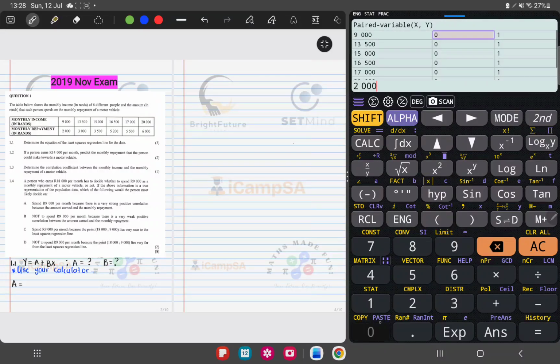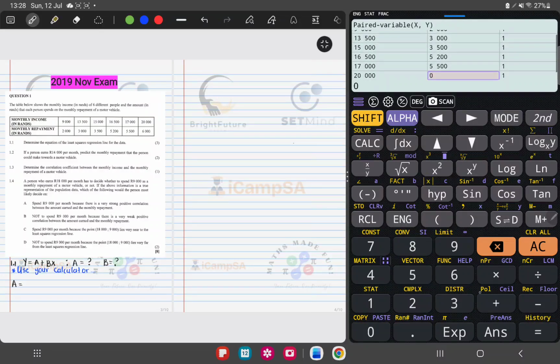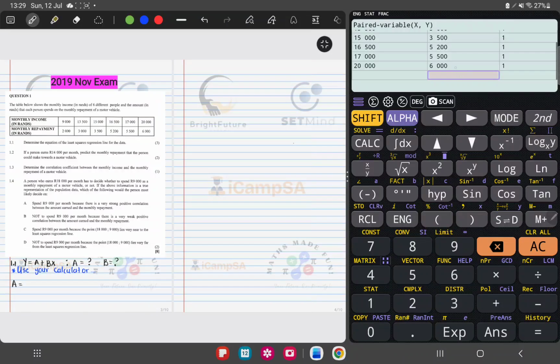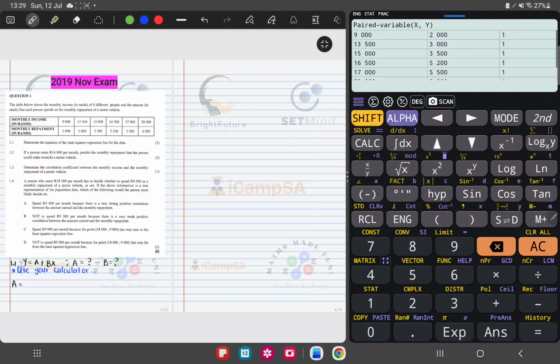For the y values, you have 2,000. Then you have 3,000. Then you have 3,500. Then 5,200. And then 5,500. Then you have 6,000. Okay, so that is what you have. Let's quickly confirm: 2,000, 3, 3.5, 5.2, 5.5, 6. Okay, that looks about correct.